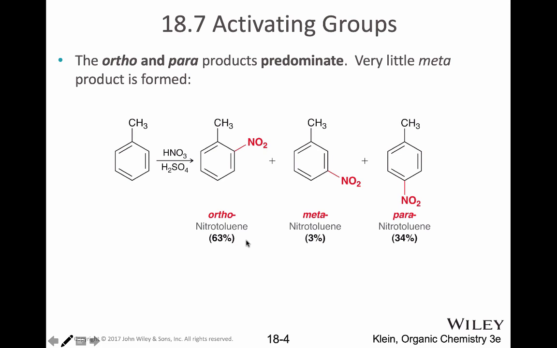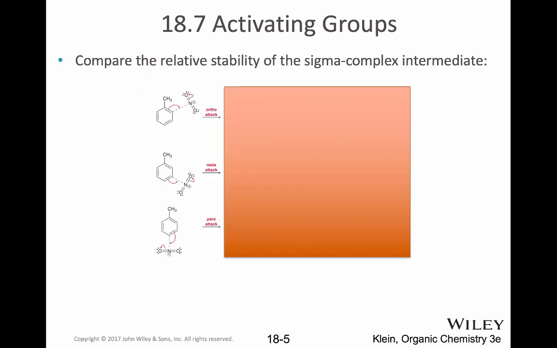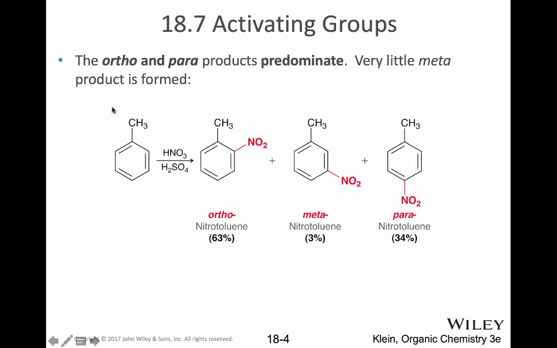Because the alkyl group makes the reaction faster, we call the alkyl group an activating group. An activating group is something that makes the reaction faster compared to benzene. When you have the activating group, if we look at the different products that are made, the ortho versus the meta versus the para, you make predominantly the ortho and the para product, and very little of the meta product. One of the questions becomes: why do you get predominantly the ortho and the para product?